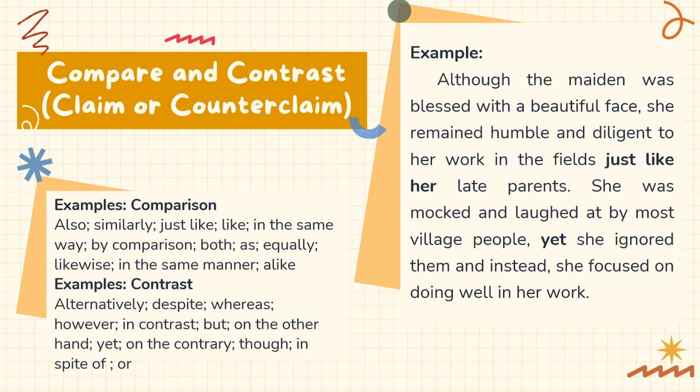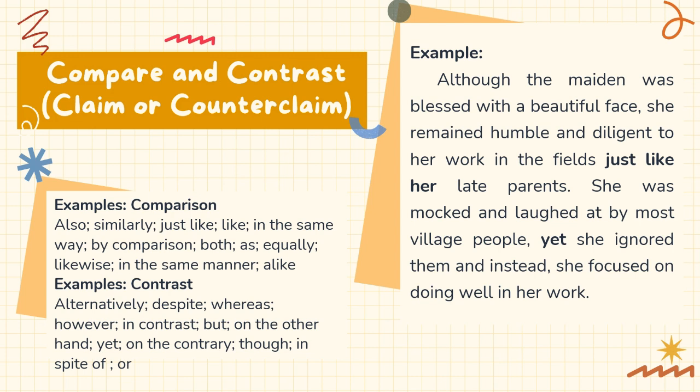Now, here are some grammatical signals that we can use for comparison. We have similarly, like, in the same way, and so on. And for contrast, we have despite, whereas, however, and so on. Here is an example text that uses the compare and contrast pattern. However, although the maiden was blessed with a beautiful face, she remained humble and diligent to her work in the fields, just like her late parents.